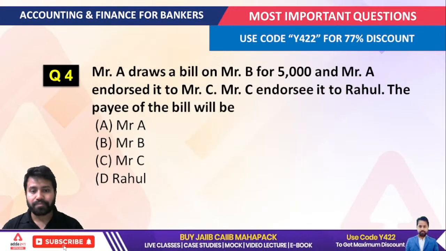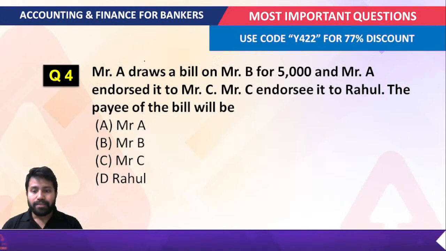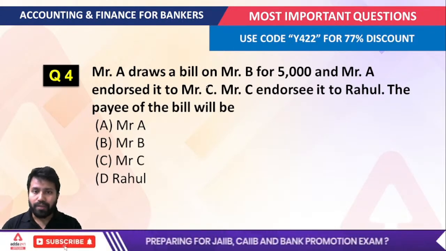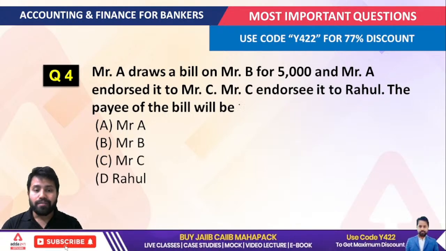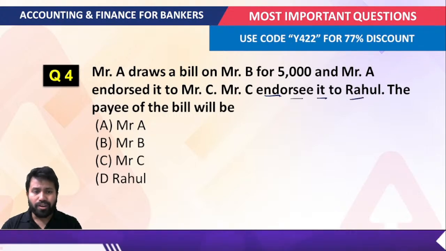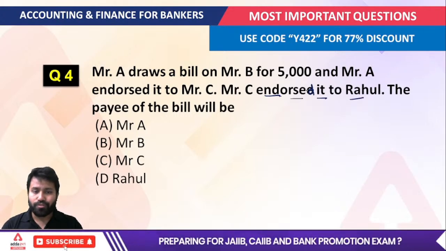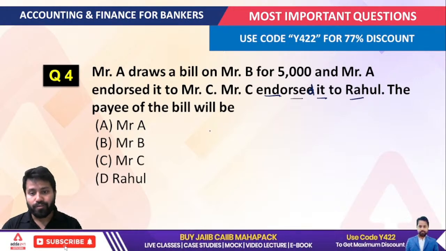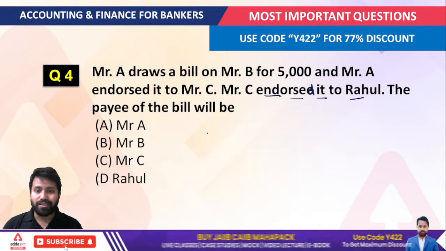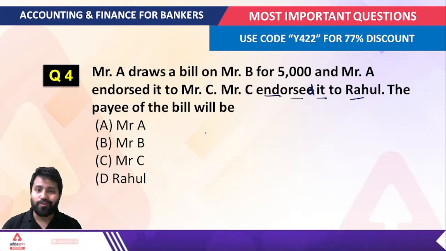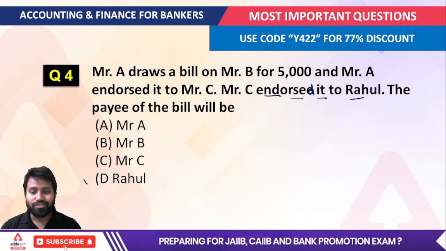Next question. Mr. A draws a bill on Mr. B for 5,000 and Mr. A endorsed it to Mr. C. Mr. C endorsed it to Rahul. Who will be paid the bill? Mr. A, Mr. B, Mr. C, or Rahul? The correct answer should be Rahul.